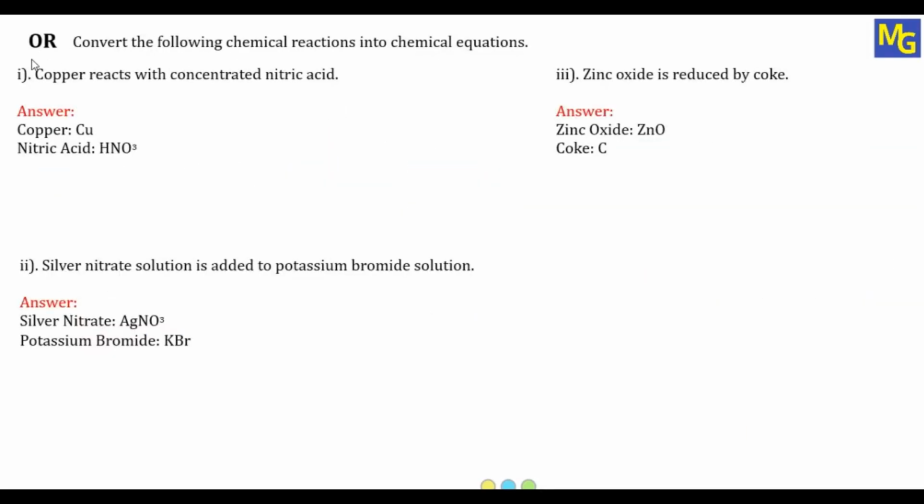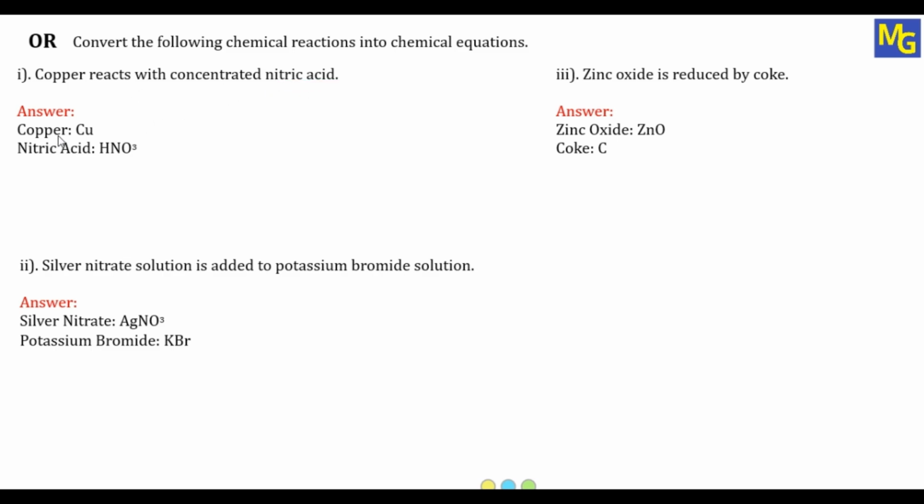Now the next is the OR question. So here, convert the following chemical reactions into chemical equations. So here the chemical reaction is given in the form of sentences, and these sentences we have to convert into equations by using the symbols of these chemicals. So the first one we will start. Copper reacts with concentrated nitric acid. So copper and concentrated nitric acid, we are going to react here.